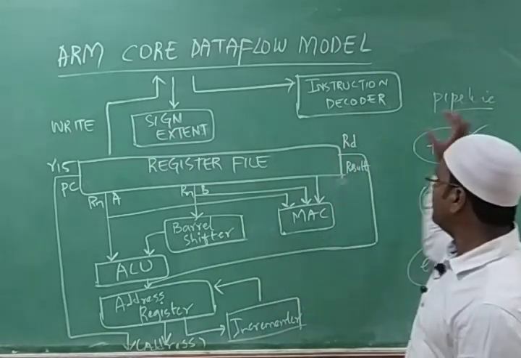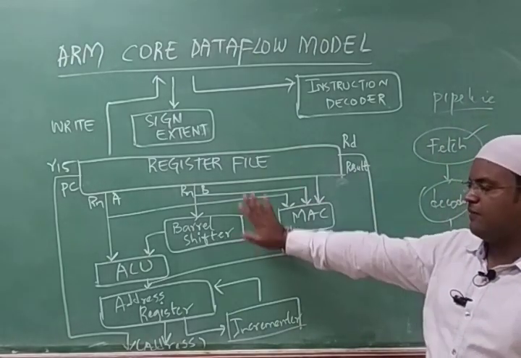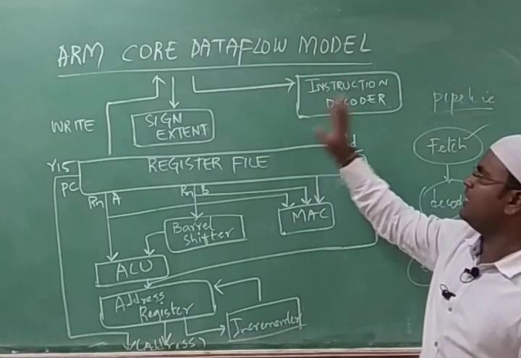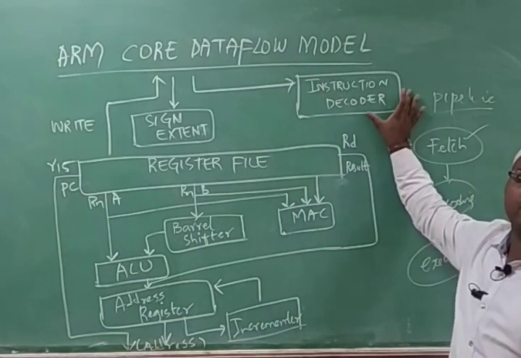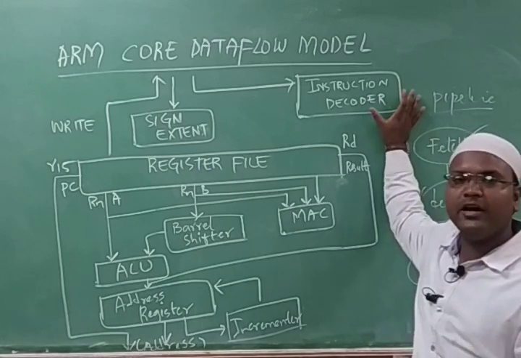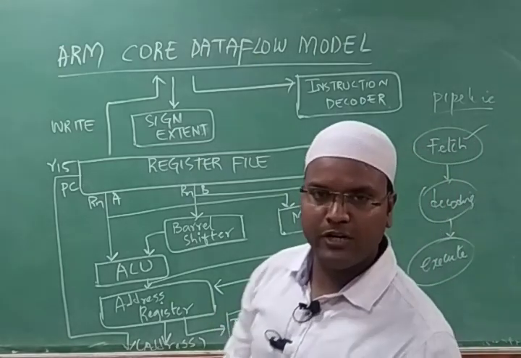So loading and storing, this is called load and store. Based on that, we have designed one data flow model, how data is going to flow. Basically, first we had the instruction decoder. What is the use of the instruction decoder? There are different blocks we have in the processor: a program counter, an instruction decoder.